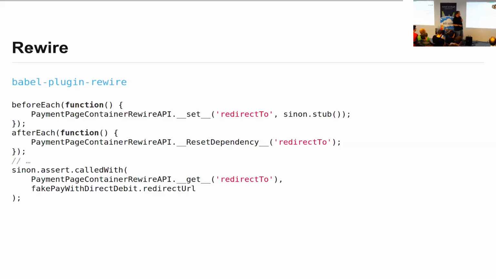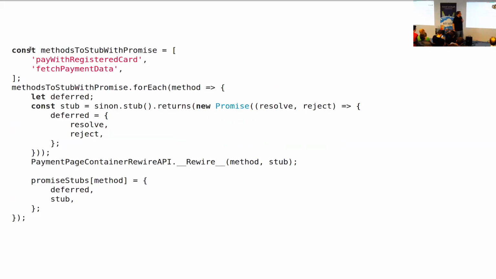So we use Babel plugin Rewire. Depending on your stack, there are many Rewire variants, but if you don't have that, it really is tricky to do unit tests.